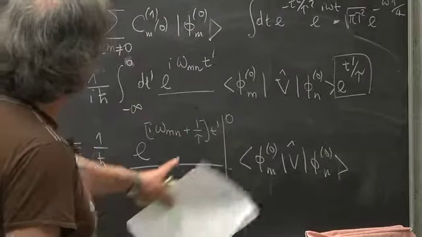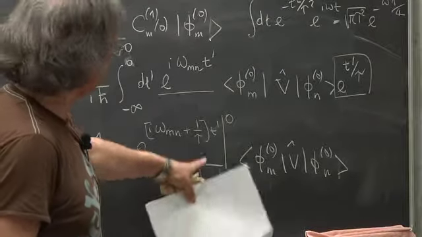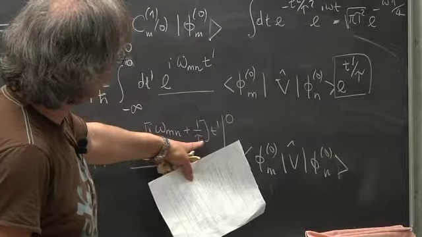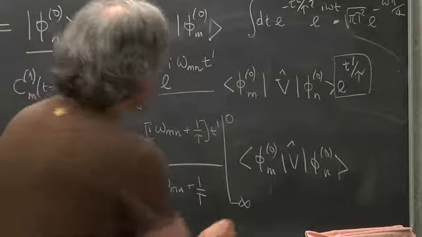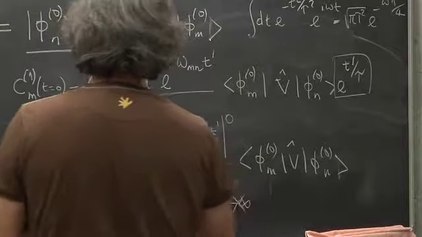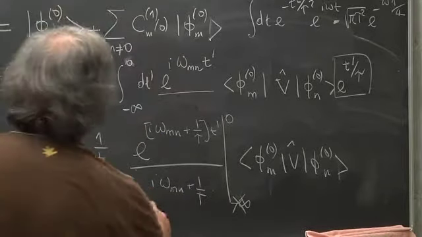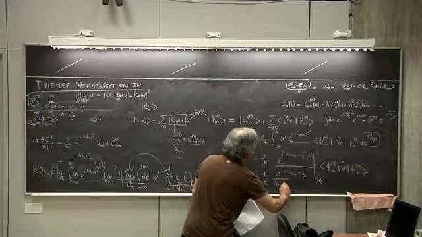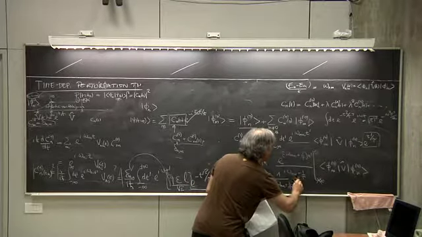Now, at 0, this is 1 divided by this thing. And at minus infinity, due to the fact that there is a 1 over tau, it is just 0. So no need to take the minus infinity, just 0. So all this becomes just a 1. So 1 over i h bar, 1 divided by i omega m n plus 1 over tau, times the matrix element there.